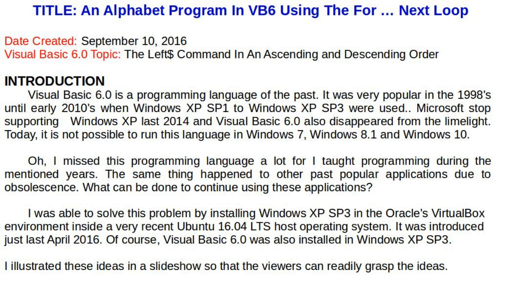An Alphabet Program in Visual Basic 6. The Left Dollar Command in an Ascending and Descending Order.